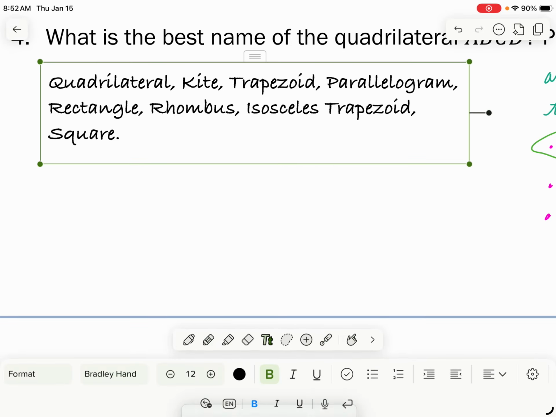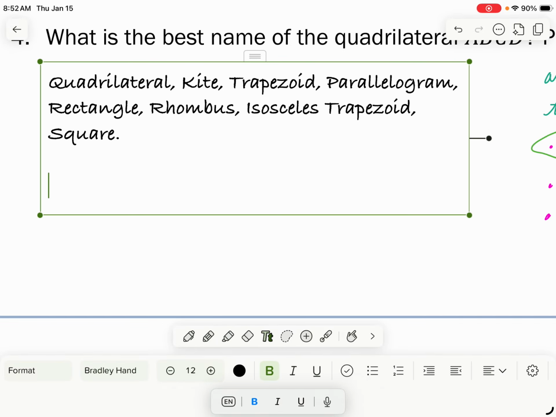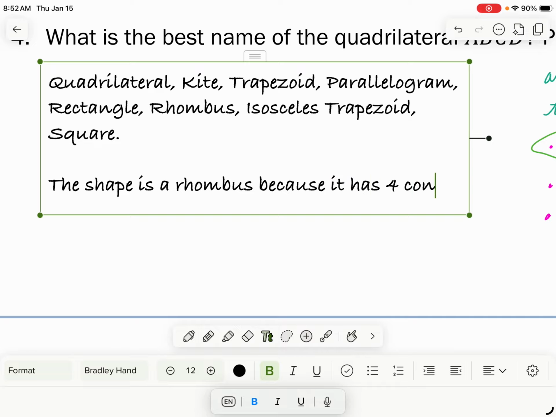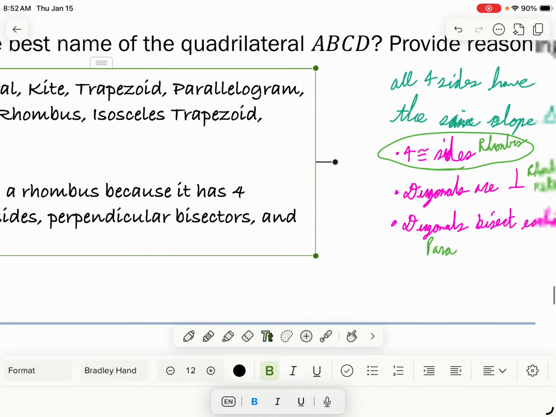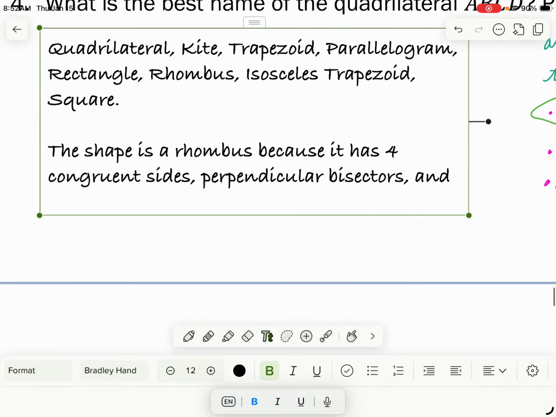So let me go ahead and write that in here. The shape is a rhombus because it has 4 congruent sides, perpendicular diagonals, and, I forgot what the third property was, the diagonals bisect each other.